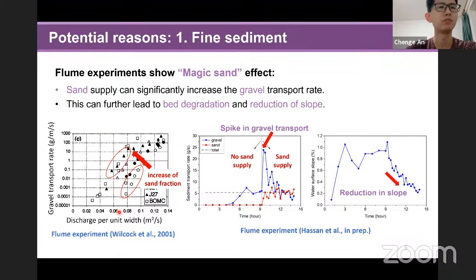The left figure shows the flume experiment of Wilcock et al. We can see that with the increase of the sand fraction on the bed surface, from the open circle to the solid triangle, the gravel transport rate increased by about 2 orders of magnitude under the same flow discharge. The middle and right figures show the most recent flume experiment of Hassan et al. They show that with the input of sand into a flume with a gravel bed, immediately after sand supply, a spike in gravel transport shows, and after that, a reduction in the bed slope happens consistently and continuously.